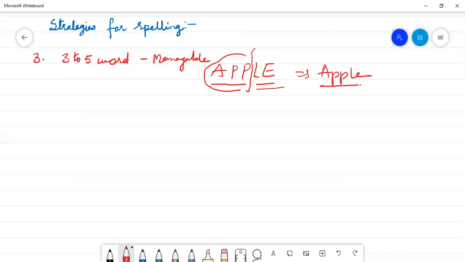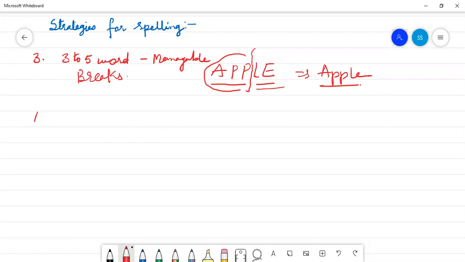So make sure when you give such 3 to 5 letter breakups, it is not too long, because again it will look like a difficult word to them. So break it into 3 to 5 letter sections, so that the child can easily manage and learn the spelling very easily.